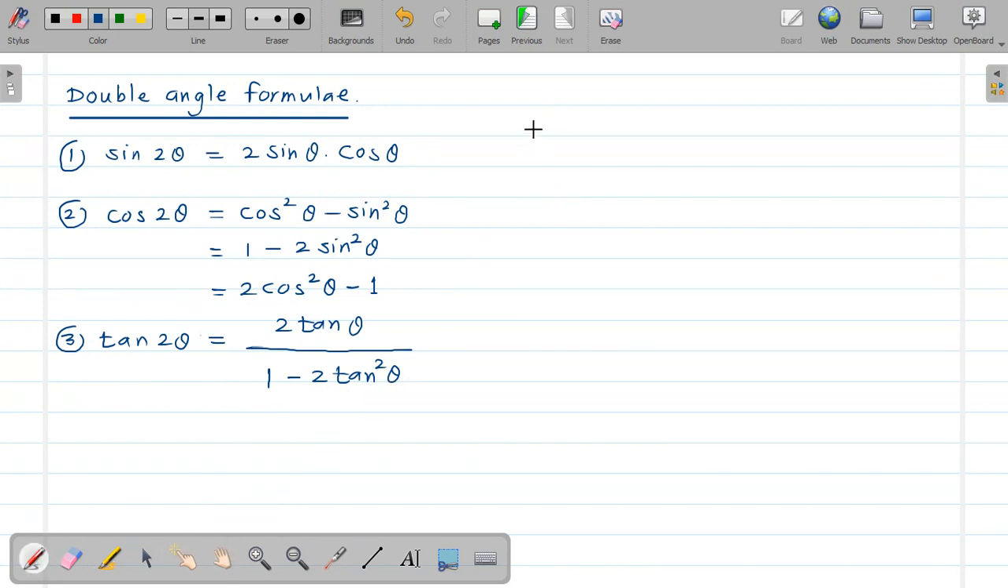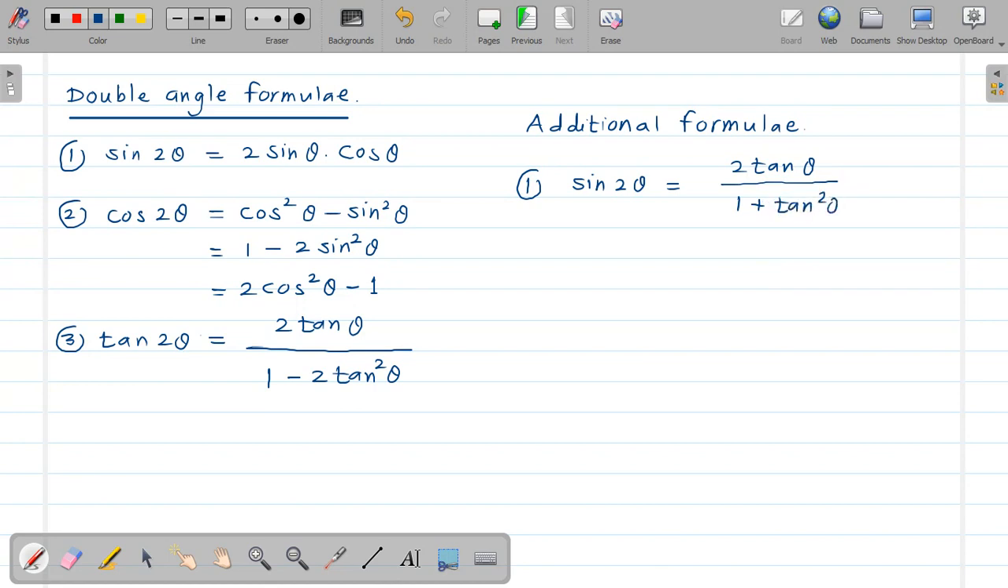Now we will study some additional formulae related to the double angle formulae. Now we will discuss some additional important formulae. So let us see. First of all, we will prove that another formula is sin 2 theta is equal to 2 tan theta upon 1 plus tan square theta. This is the additional formula, which is the double angle formula of sine ratio, but it is in terms of tan.